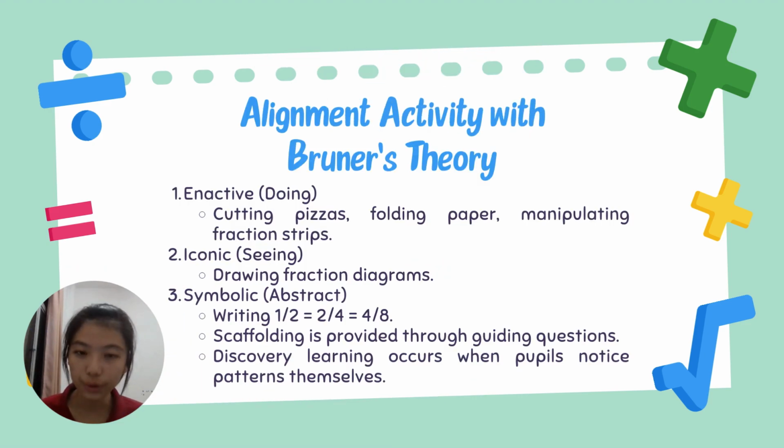Our lesson also clearly follows Bruner's three stages. First is enactive, which is cutting and folding pizzas. Second is iconic, which is drawing diagrams. And the last is symbolic, which is writing fraction equations. So these progressions support cognitive development and prevent abstract confusion. Scaffolding is provided through guiding questions and structured tasks.